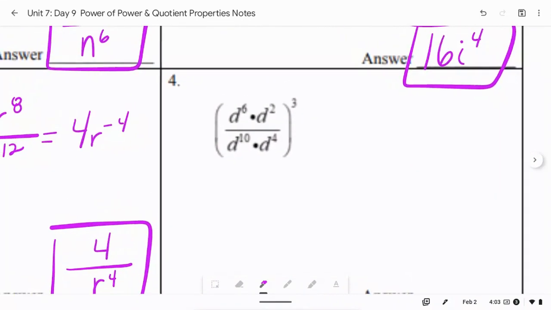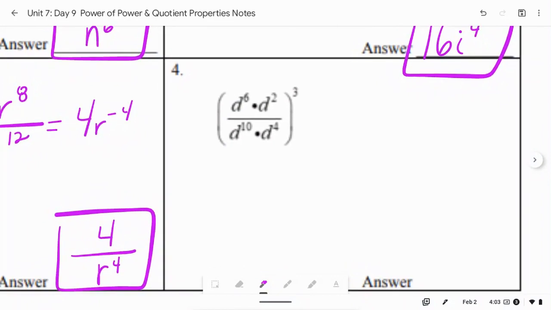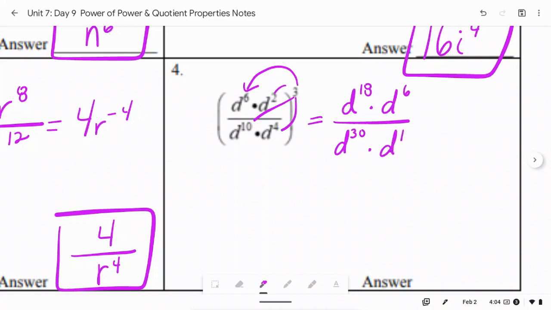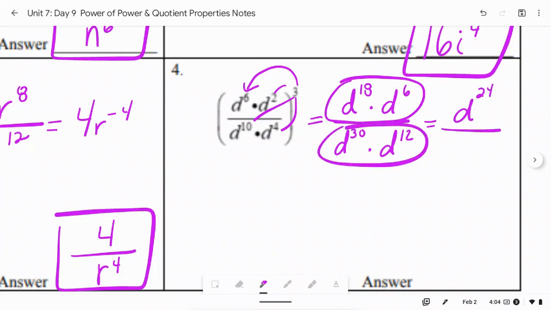Okay, number 4. For this one, we're going to distribute the exponent, so we don't have to worry about coefficients. So just multiply all the exponents to get d to the 18th times d to the 6th over d to the 30th times d to the 12th. Now notice we have multiplication on both the top and the bottom part of the fraction, so let's take care of multiplication. Remember, when you're multiplying, you add the exponents. So I get d to the 24th power when I add those over d to the 42nd power.